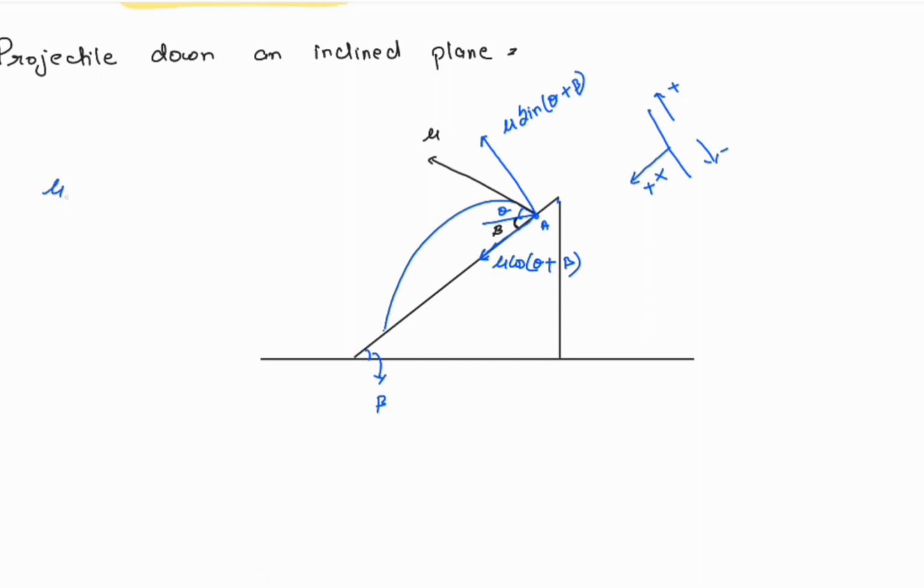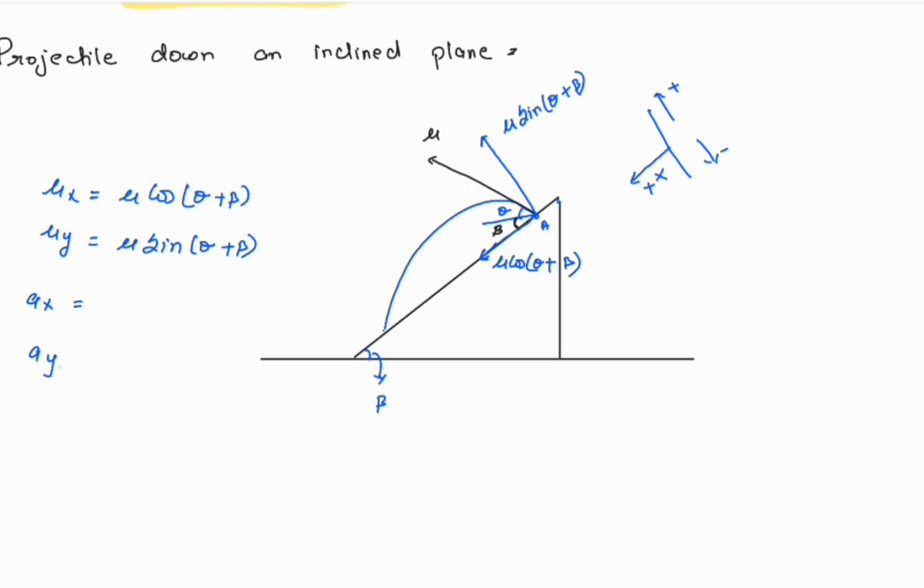Find the value of u of x, u of y, a of x and a of y. U of x will be the same as u cos of theta plus beta. And what is the u of y? Its upside is going to be positive. U sine theta plus beta.